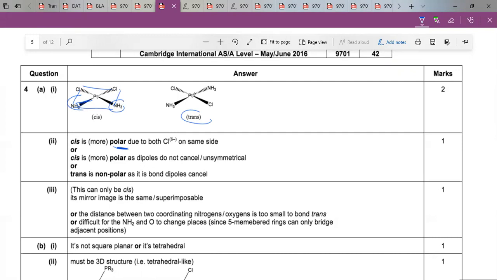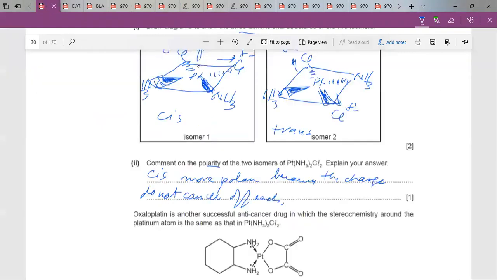Why is cis more polar? As the dipoles do not cancel each other. It's one mark only. Cis is more polar because the dipoles do not cancel each other. Trans is non-polar because the dipoles cancel each other. So what I missed down here is the dipoles, because the dipoles do not cancel each other.